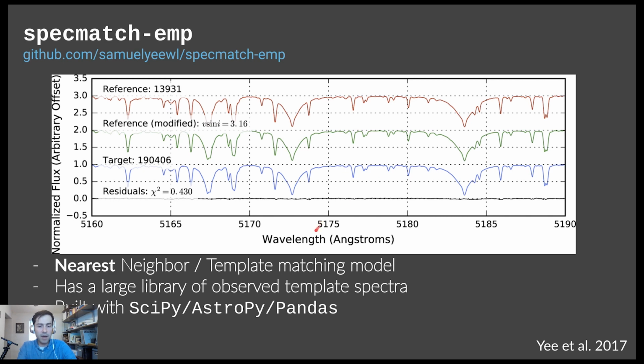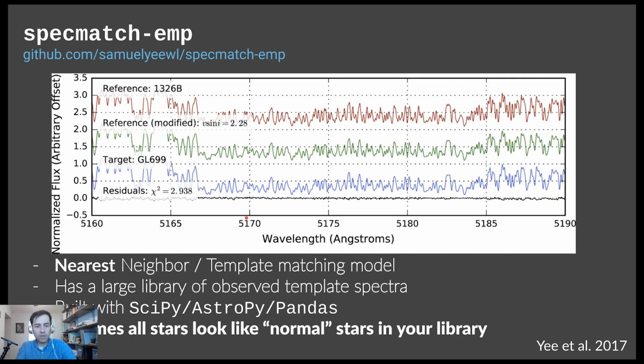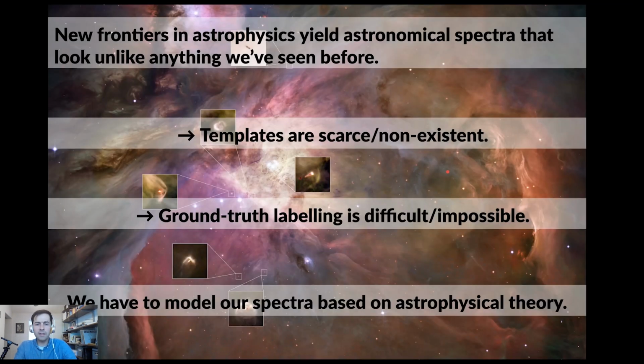It's built in SciPy, AstroPy, Pandas. The one trick here is that it assumes that all stars look like normal stars in your library, and when that's true, it works quite well. So the spectrum of this star looks very much like this one, especially when convolved with a rotational broadening kernel. But often in astrophysics, new frontiers yield astronomical spectra that look unlike anything we've seen before.